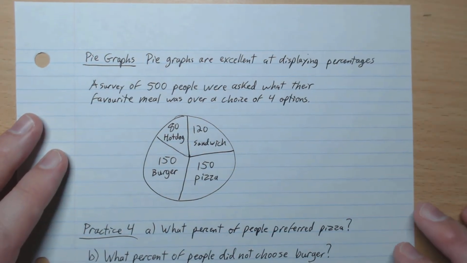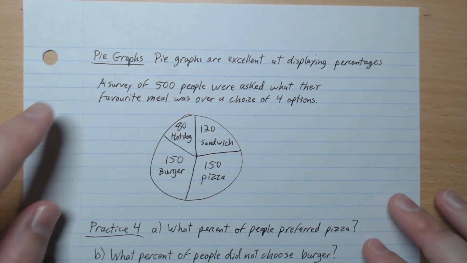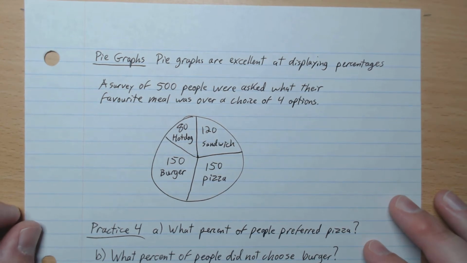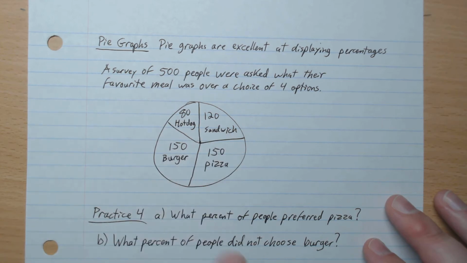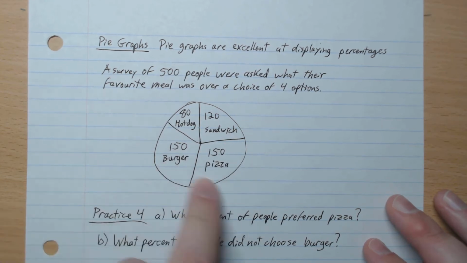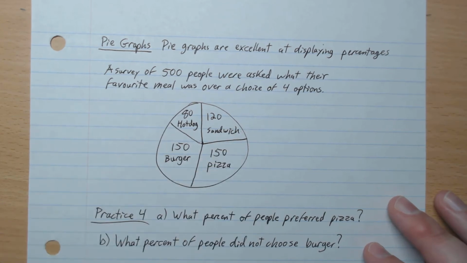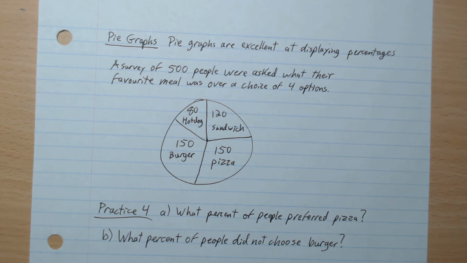Okay, pie graphs. Pie graphs are excellent at displaying percentages. So here we have an example of a survey of 500 people who were asked what their favorite meal was over a choice of 4 options. So we had hot dog, sandwich, burger, and pizza. And you can see right away just by looking at it, burger was 150, pizza was 150, sandwich 120, 80 hot dogs, like that.